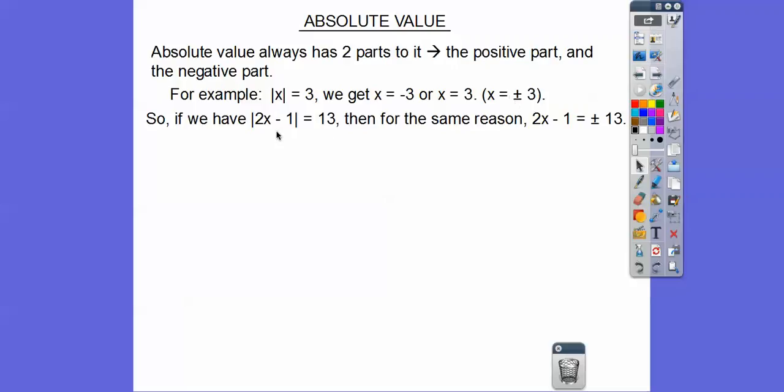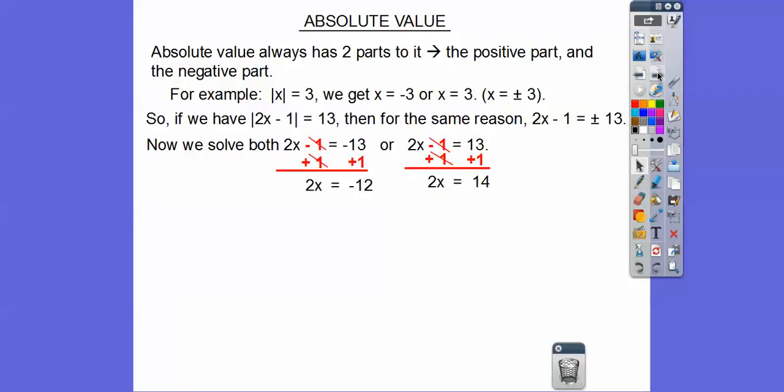We can do that with the absolute value of 2x minus 1. If that equals 13, then we can just set 2x minus 1 equal to plus or minus 13. And so that gives us two equations: 2x minus 1 equals 13, or 2x minus 1 equals negative 13. Whoops, I did the negative 13 first. And then just solve these. Plus 1, plus 1. And then we'll divide by 2 next, and we get negative 6 or 7.